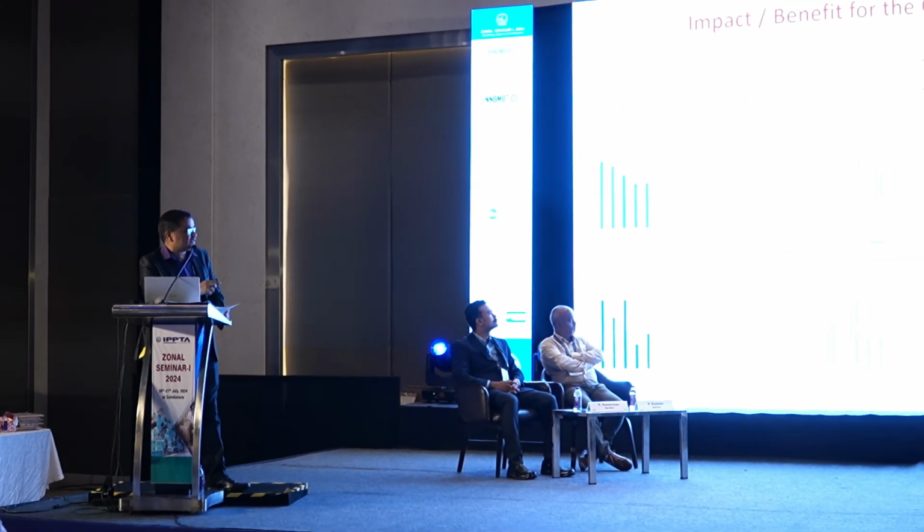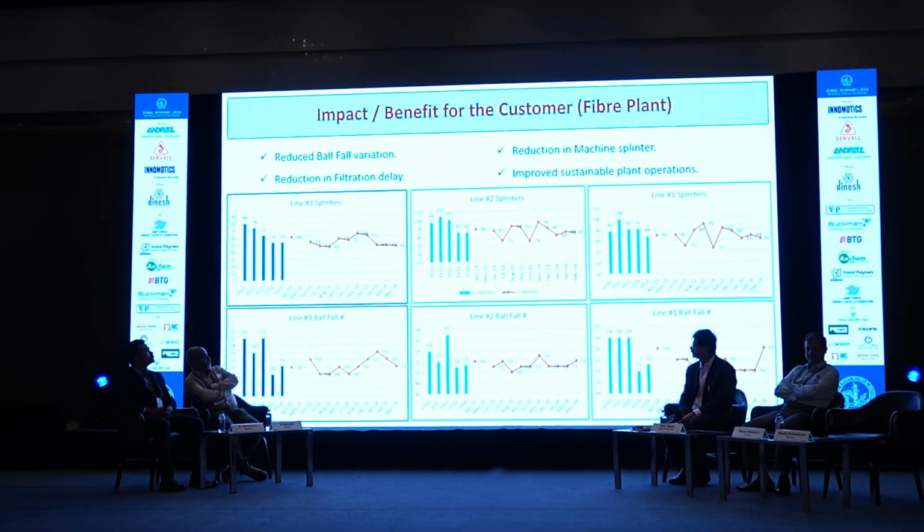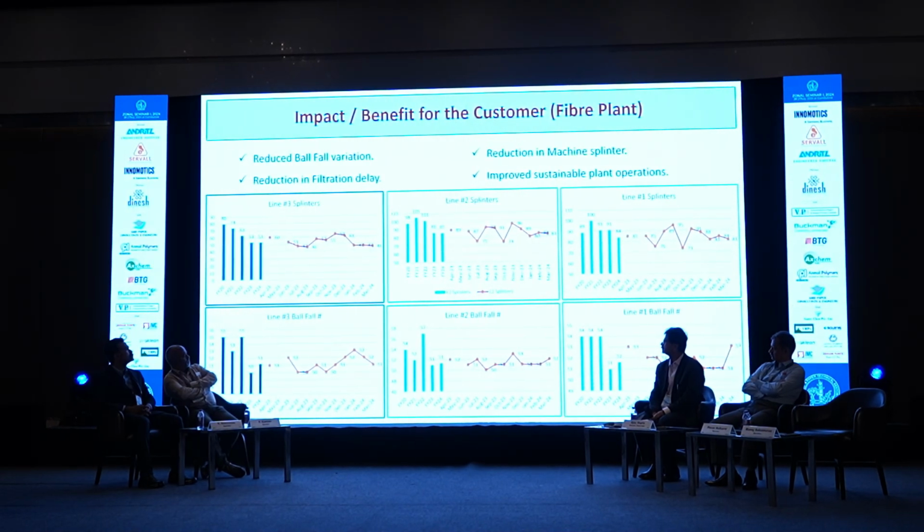You can see that in the hypo pulp stage, we had around 7% CV in CP variation, and it will come back to 4% variation. This reduction in hypo viscosity variation means less impact on our customer, and it benefits our viscose process by reducing the ball fall variation and our filtration delay. In machine number 3, we have reduced the splinter counts from 80 to 50, and the ball fall from 55 to 50.